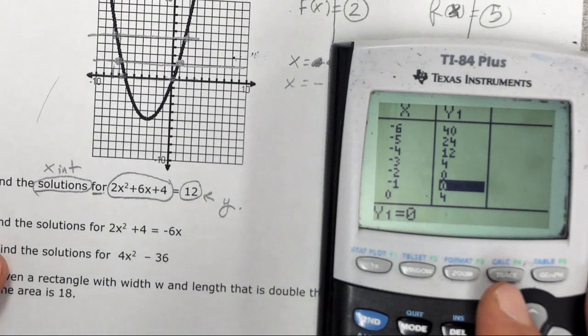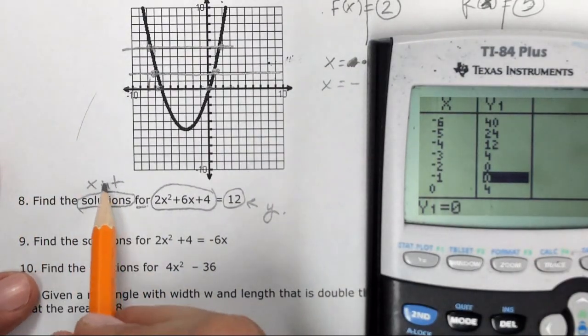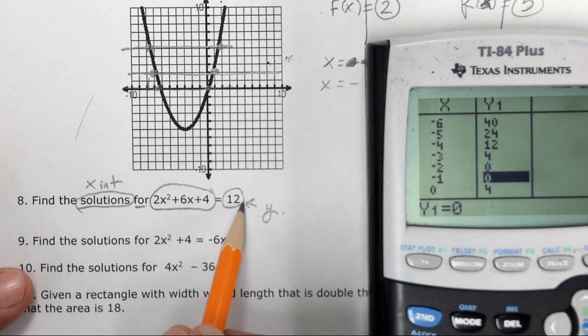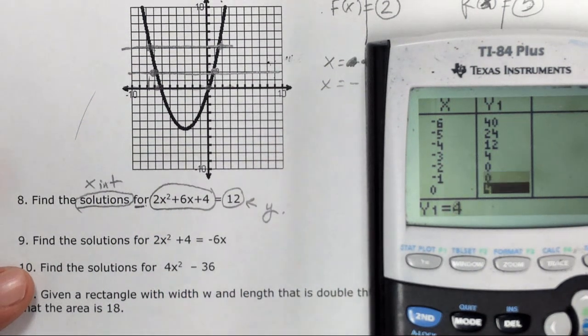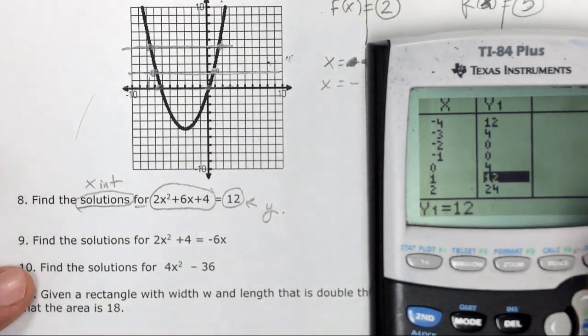But wait a minute. That wouldn't work. Because they didn't just ask me for solutions. They asked me for solutions where y equals 12. So I got to be careful. The real answer there is negative 4 and positive 1.